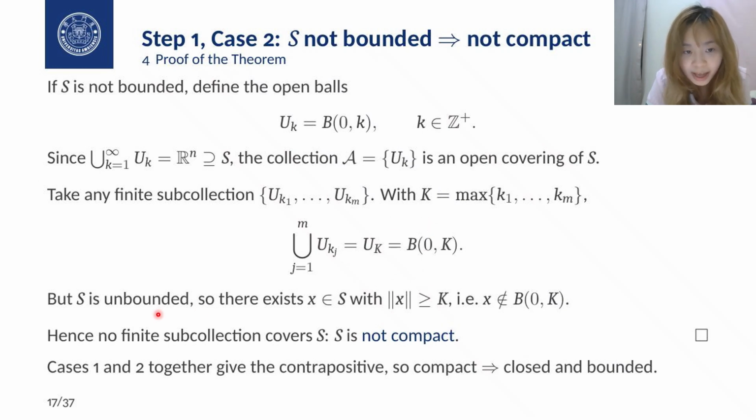But we know S is unbounded. So there exists x in S with norm of x bigger than k. And so that x isn't covered. Hence, no finite subcollection covers S. So S is not compact. And case 1 and case 2 together give the contrapositive. We prove the first direction.